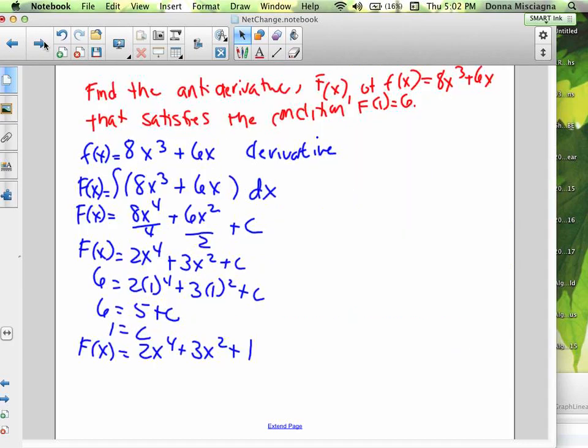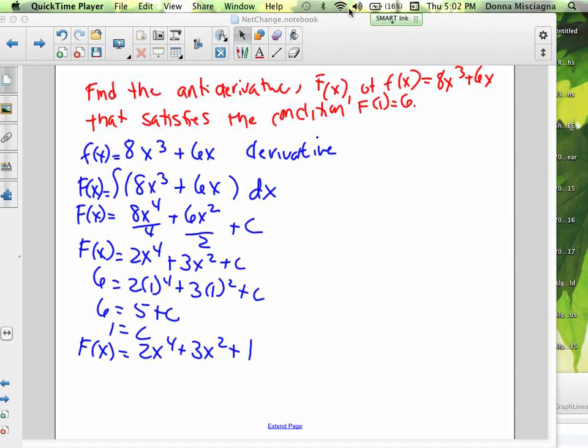I left this one up here. Find the antiderivative f of x of little f of x equals 8x cubed plus 6x. That satisfies the condition f of 1 equals 6. I have a screen recording box I don't think you can see that blocks my vision.